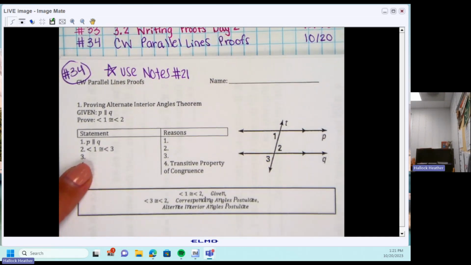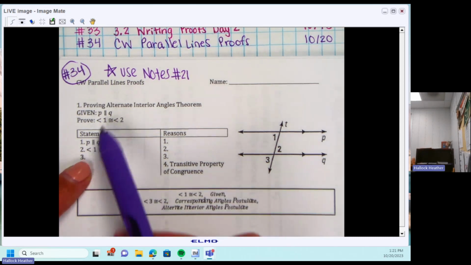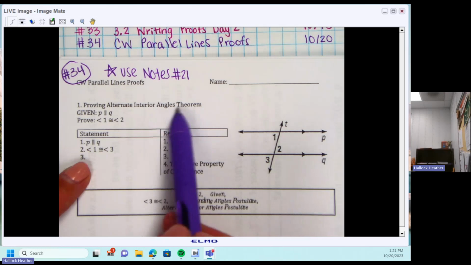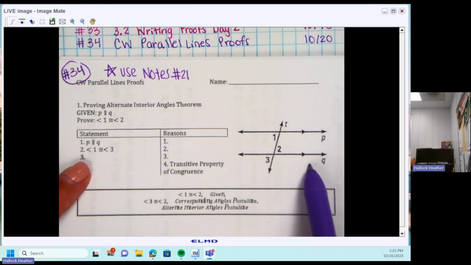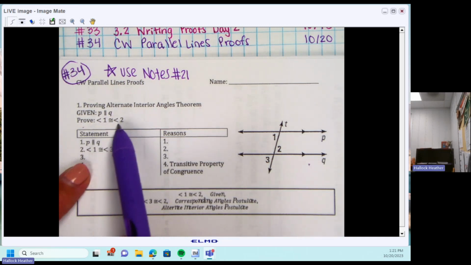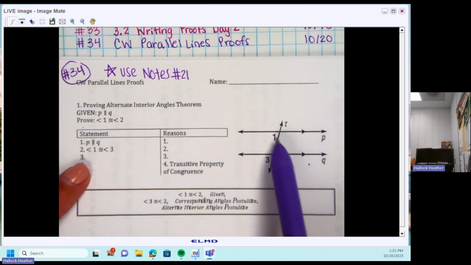On your EOC, you have to have drop down options. In class, I obviously can't give you drop down options on a piece of paper, so you have a word bank. So we're going to start. It says prove alternate interior angles theorem. It says given P is parallel to Q. So I know these two lines are parallel to each other, meaning they're never going to cross. I'm trying to prove that angle 1 is congruent to angle 2.